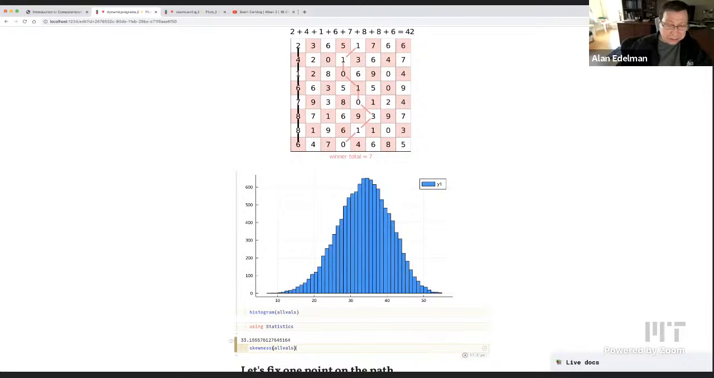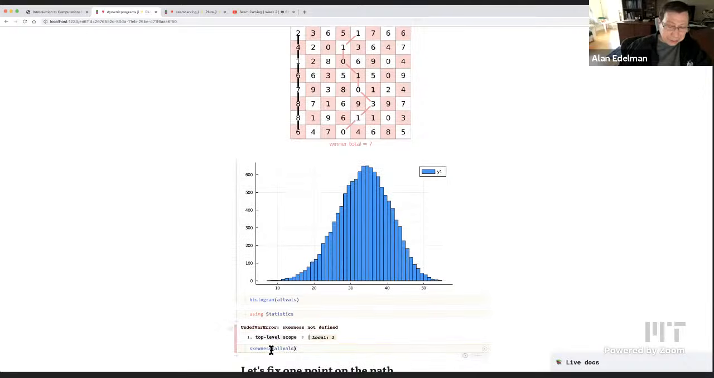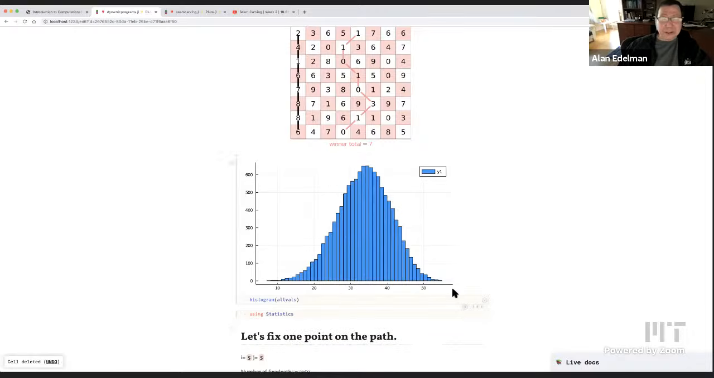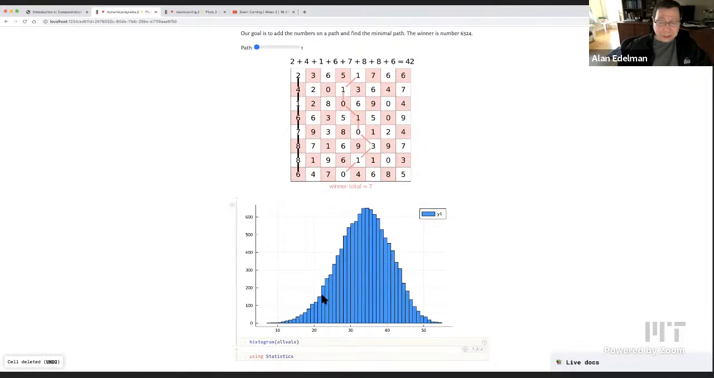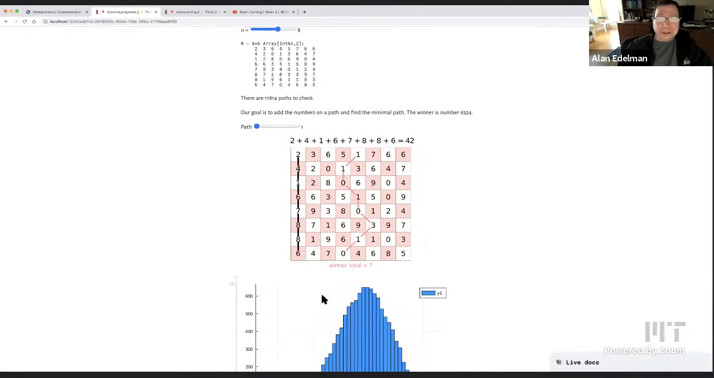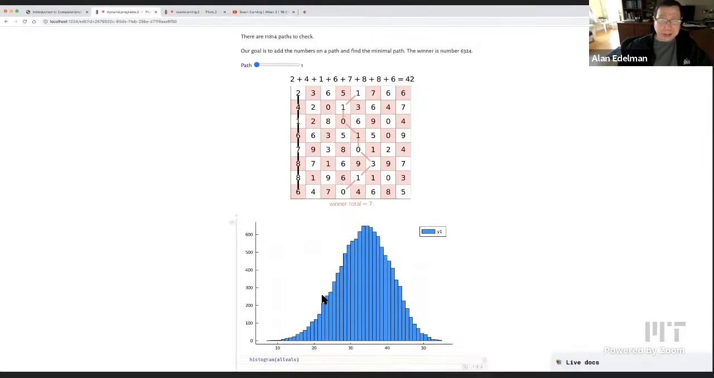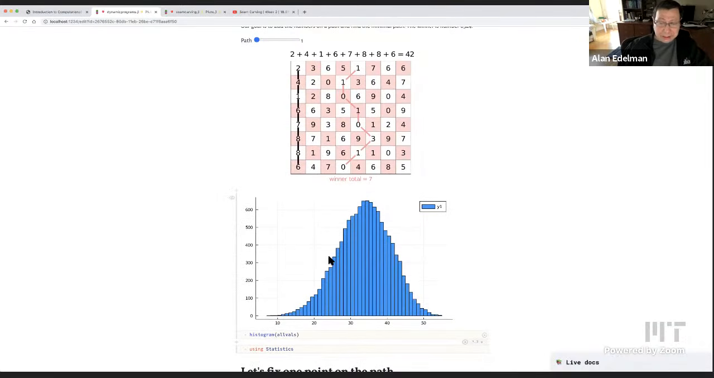Now that I have Statistics loaded, I don't know if it's skewness or kurtosis. Anyway, these are the ways you measure these things. We're going to get into a statistics module pretty soon, but that's not today. But yes, this is fun to see. There are 11,814 paths on an 8x8 square, and here's the distribution of all of these sums. And of course, the minimum over here at number 7 is this little point way on the left, and there are all these other possible sums.